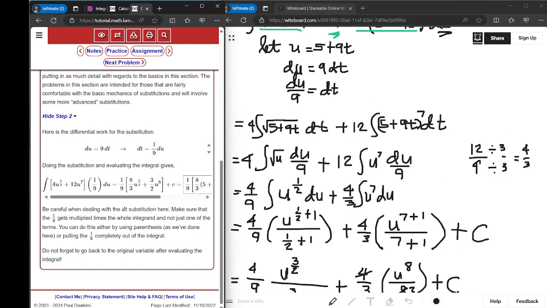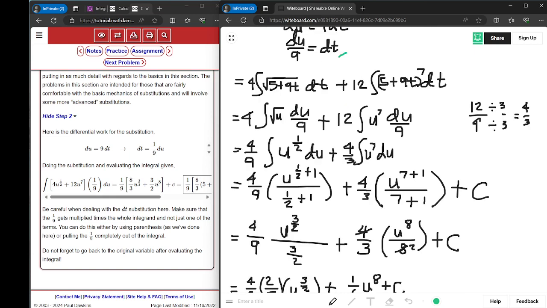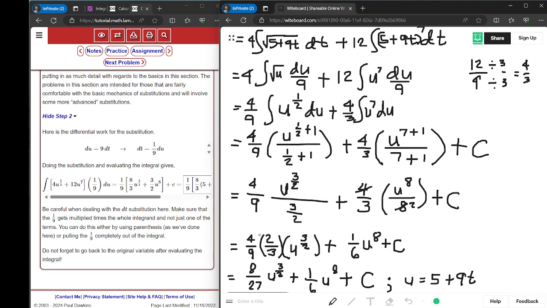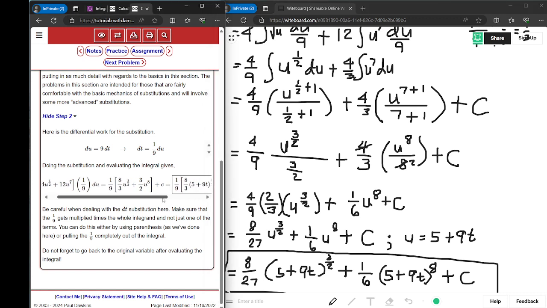Why, what happened? Let's check our solution. So we have du over 9 dt. This is correct. Then we have 12u. Then that's 1 over 9. It's 4 over 9. And okay, we have here u to the, so that's 4 over 9. Then 3 halves.